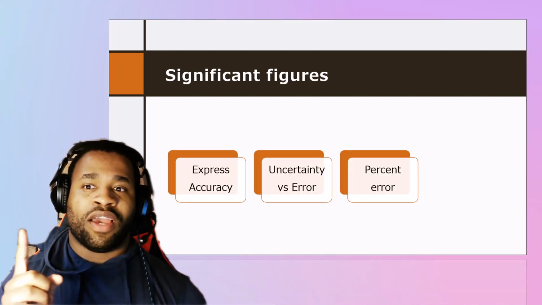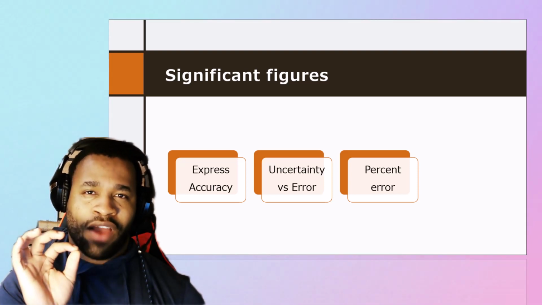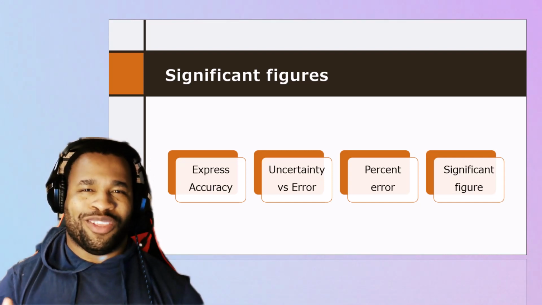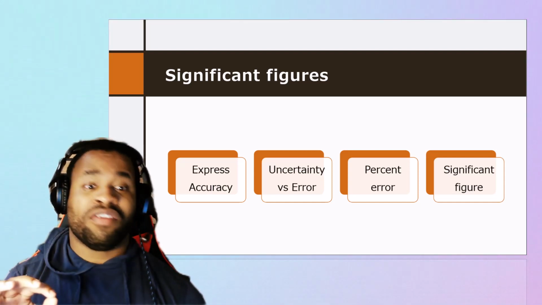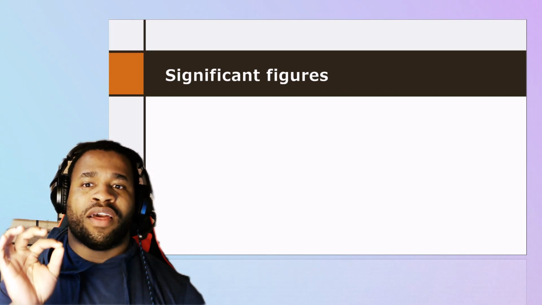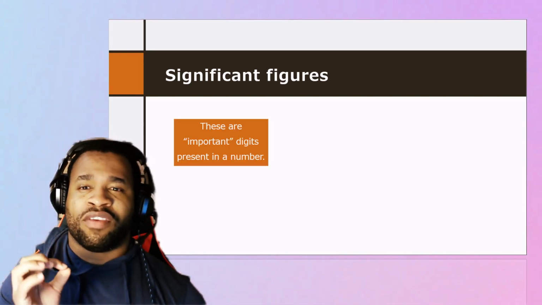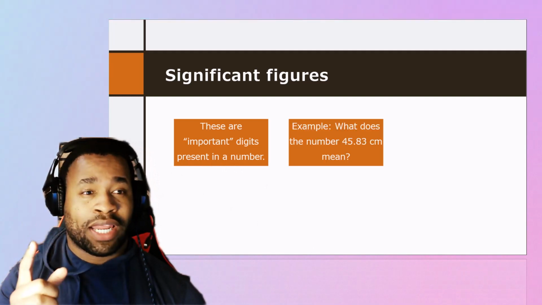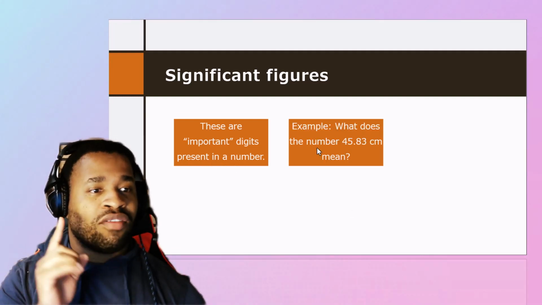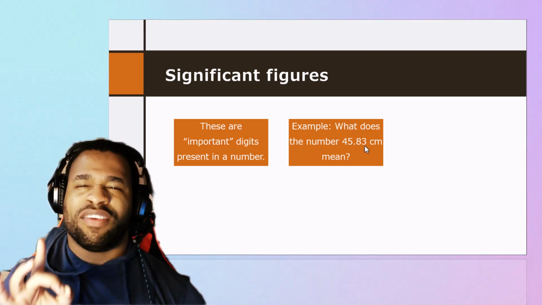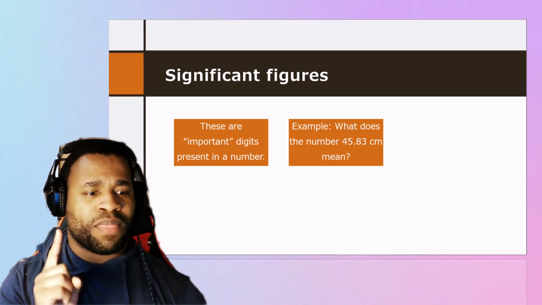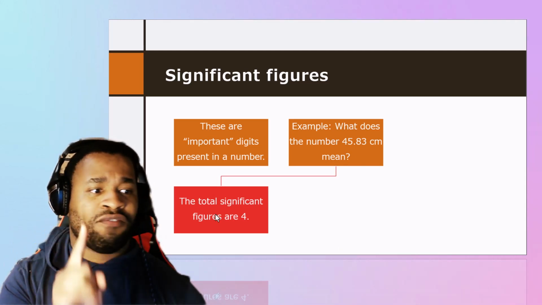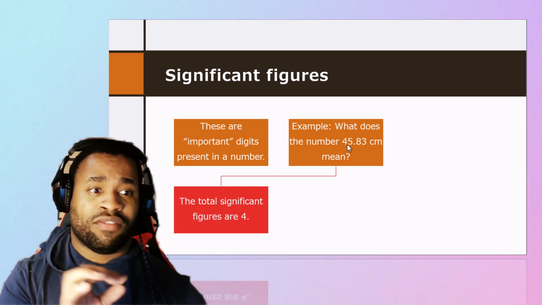Now this will lead us to the final step, which is, spoiler alert, significant figures. And what does this mean? This means that these are important digits that are present in a number. Looking at an example, what does the number 45.83 centimeters mean? This actually means first that the total significant figures here is 4.